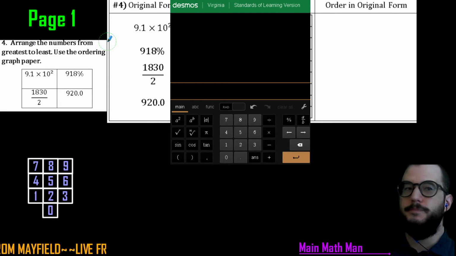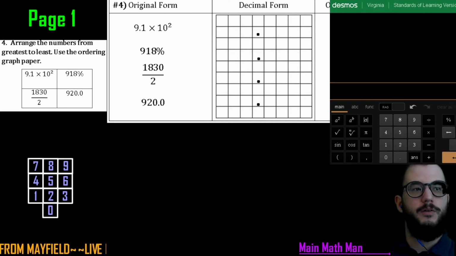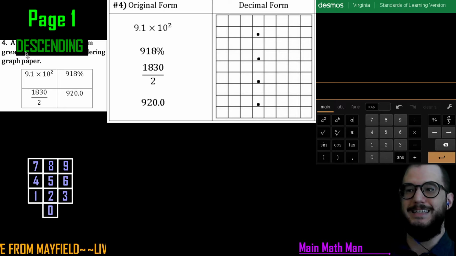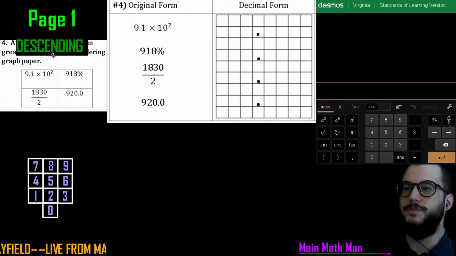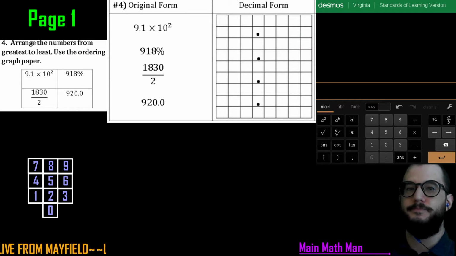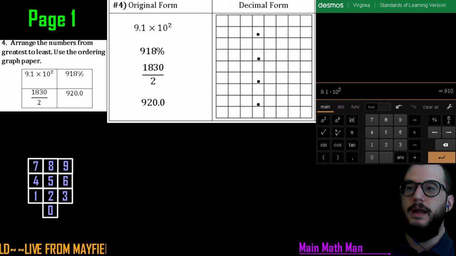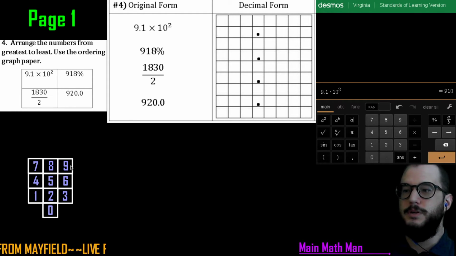Same idea for the next one. For number 4, it says arrange these numbers in order from greatest to least. And again, that's now going to be a descending order. So again, I can take those values and I need to convert them to decimal. So that's what I'm going to do next. I have my scientific notation. For the first one, I'm going to do 9.1 times 10 to the second power. And I have my decimal here.